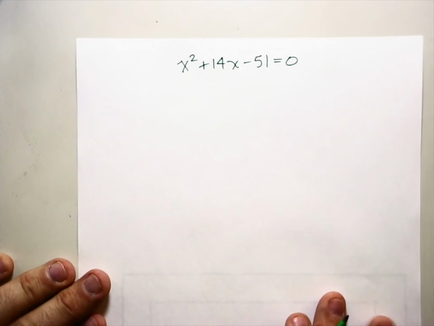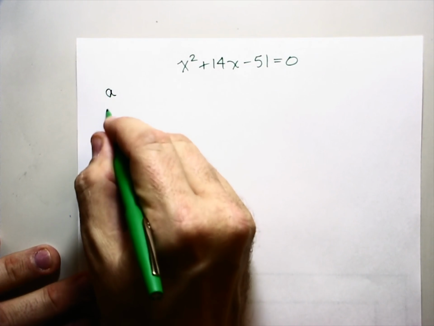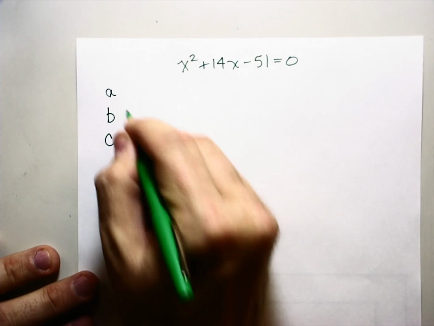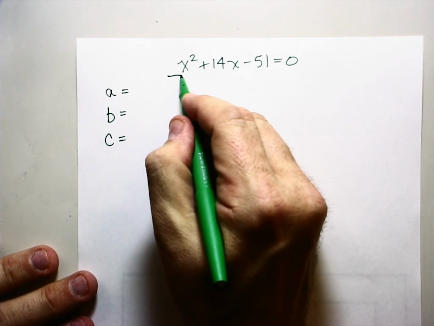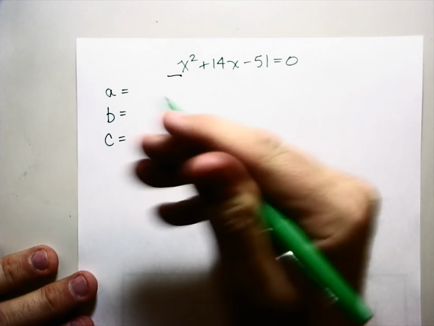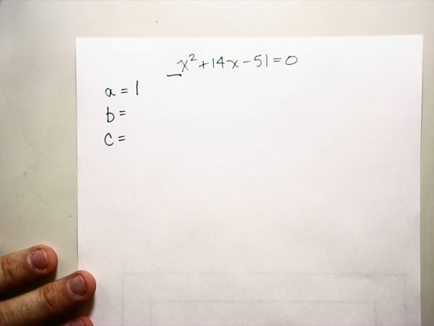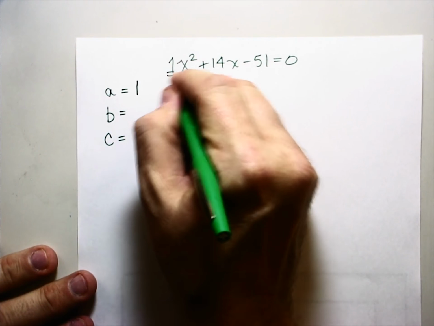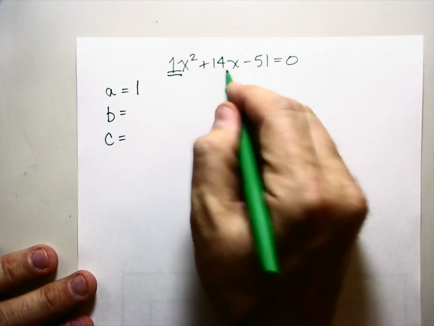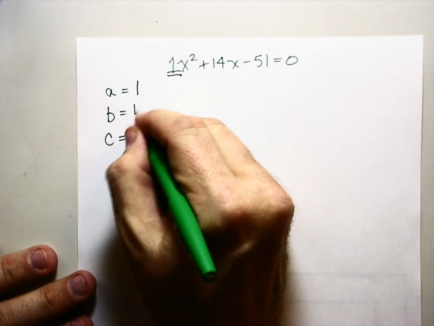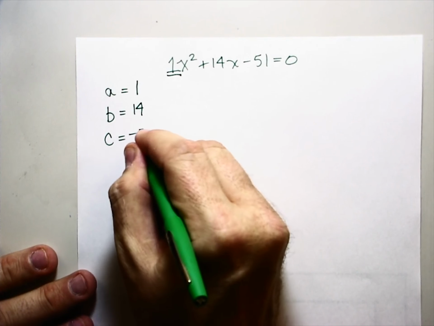Now we can use the quadratic formula by identifying the values for a, b, and c. Remember, the a is the value in front of the squared term, and if there's nothing there, there really is something there. It's a 1. And so in this case, a equals 1. You can even write that in if it will make you feel more comfortable. The letter b is representing the number in front of the middle term, which in this case is 14, and the letter c represents our constant at the end, which is negative 51.